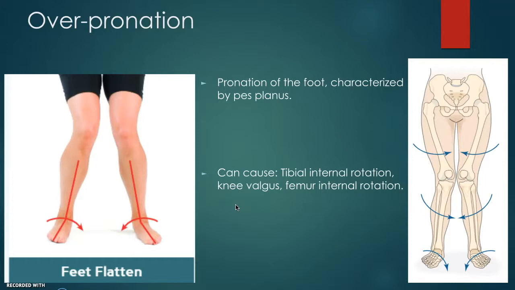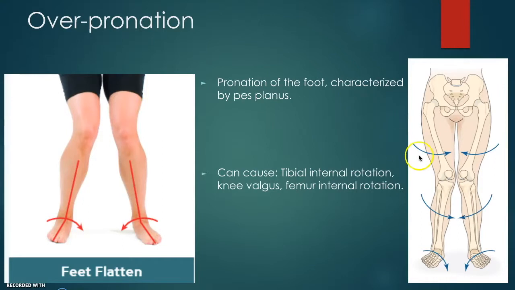Increased pronation is characterized by feet flattening, externally rotating and everting of the feet, coupled with tibial internal rotation, knee valgus, and femoral internal rotation. As the book states, hyperpronation has been associated with lower leg dysfunction and lower limb pathology. Increased hyperpronation may also cause increased anterior pelvic tilt, potentially leading to tightness of the hip flexor complex.